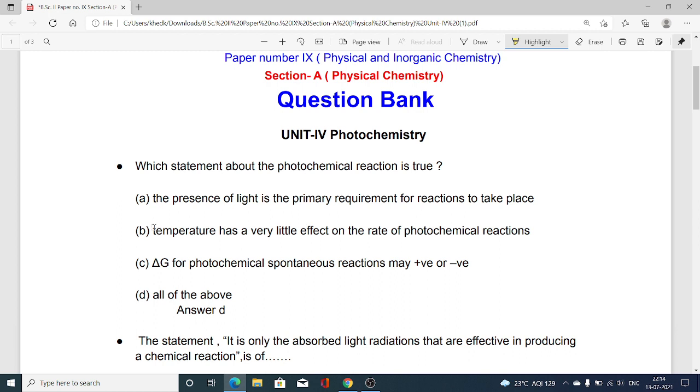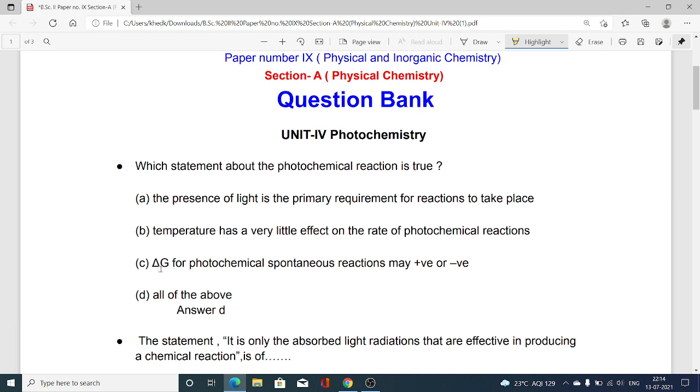Then option B, temperature has very little effect on the rate of photochemical reactions. In the photochemical reactions, temperature has very little effect. It is the true one for the photochemical reaction. Hence, the option B is also correct one or the true one.